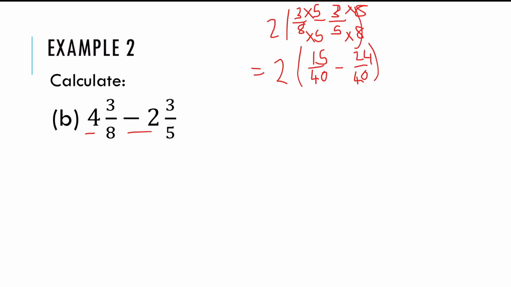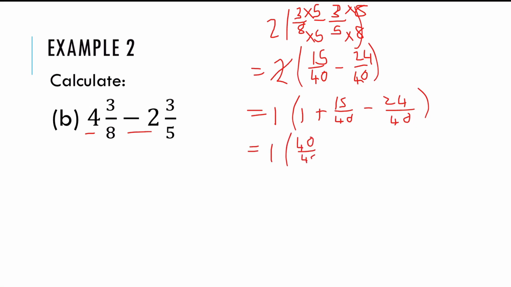Again, if I try and do 15 take away 24 here, I'm going to get a negative number, which I don't want. So I'm going to borrow 1 back from the 2, make that a 1 outside now, and borrow a whole 1 inside the bracket. Now I want that 1 expressed as 40 over 40 so that it matches the others. So this becomes 1 and 40 over 40 plus 15 over 40, take away 24 over 40. 40 plus 15 gives me 55, take away 24 gives me 31, so my answer is 1 and 31 over 40.